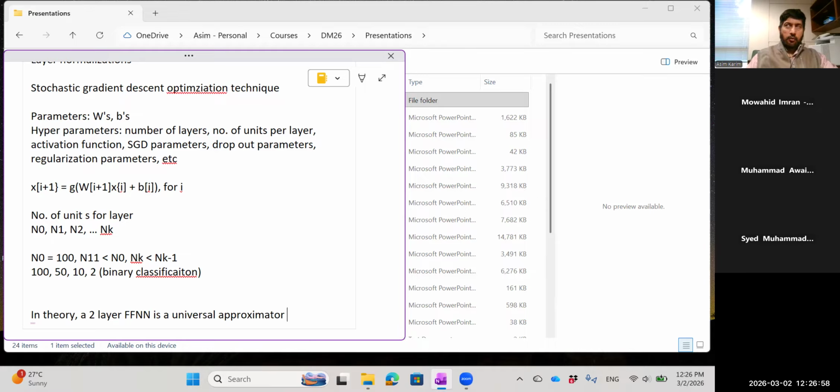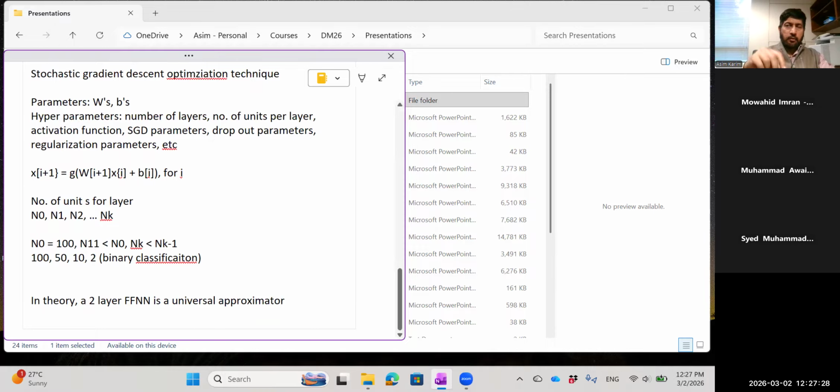ठीक है. So universal approximator, of course, from mathematical theory, any function, any model is a universal approximator if it can learn a mapping from input to output with any arbitrary degree of accuracy. Of course, this would depend on the data. Data भी unlimited होना चाहिए. ठीक है. But as I said, in practice, more than two sometimes help.